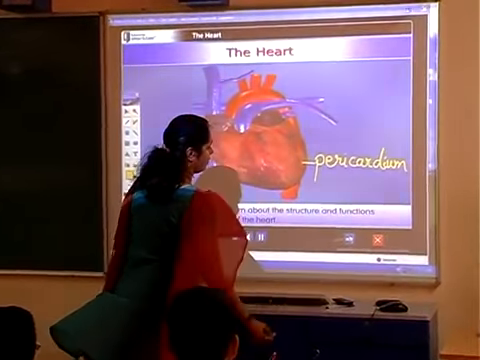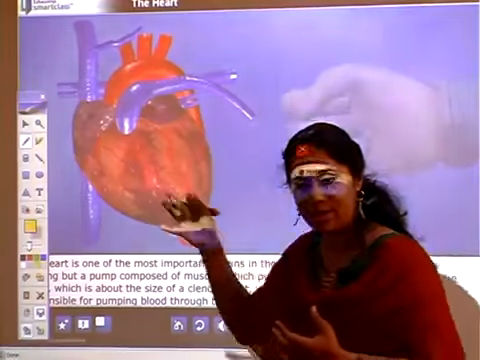The heart is one of the most important organs in the entire human body. In fact, it is nothing but a pump composed of muscles which pumps blood throughout the body. Now you can see how the heart pumps, how it contracts and relaxes at equal intervals of time. You have the contraction and relaxation of the heart. It pumps blood. Heart is a pumping organ, and it has specialized muscles.